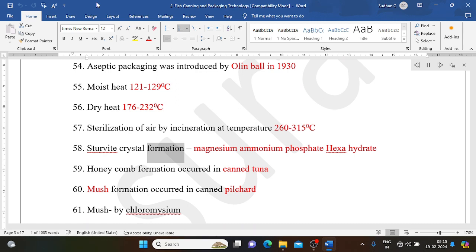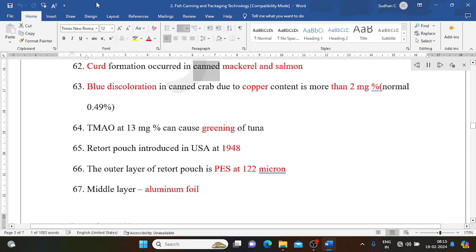Struvite crystal formation, magnesium ammonium phosphate hexahydrate. Honeycomb formation occurs in canned tuna. Mush formation occurs in canned pilchard. Curd formation occurs in canned mackerel and salmon. Blue discoloration in canned crab is due to copper content more than 2 mg%, normal 0.49%. TMAO at 13 mg% can cause greening of tuna.